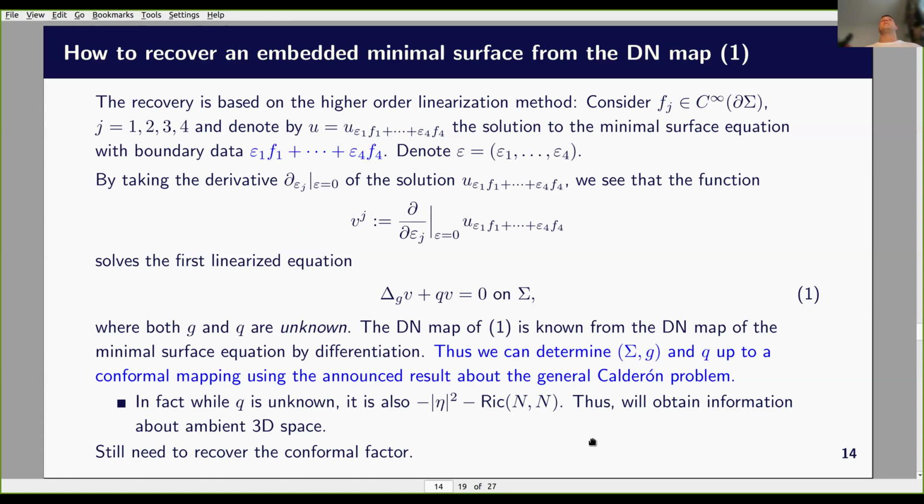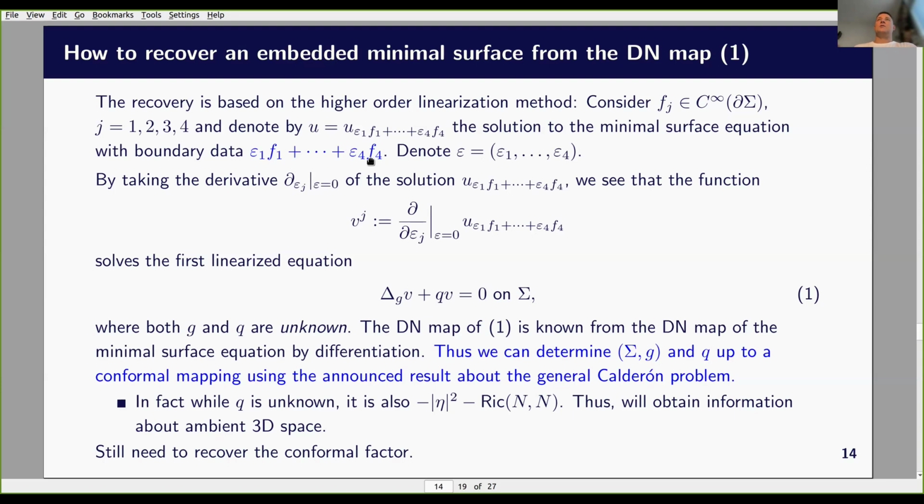So now let's consider 4 boundary values, f_j, where j is from 1 to 4. And let's consider a solution to the minimal surface equation with a 4-parameter boundary value. So the boundary value for the minimal surface is epsilon 1 f1 plus epsilon 2 f2 plus epsilon 3 f3 plus epsilon 4 f4. I will denote this 4-tuple by epsilon, from epsilon 1 to epsilon 4. So we consider a 4-parameter family of solutions to the minimal surface equation.